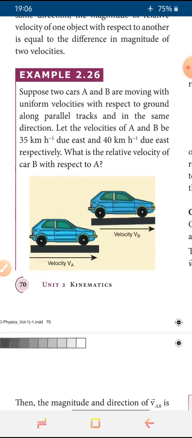And see example 2.26. Suppose we have two cars A and B moving with uniform velocities with respect to the ground along parallel tracks and in the same direction. Let the velocities be: A is moving at a speed of 35 km per hour in the east direction, and B at 40 km per hour due east.